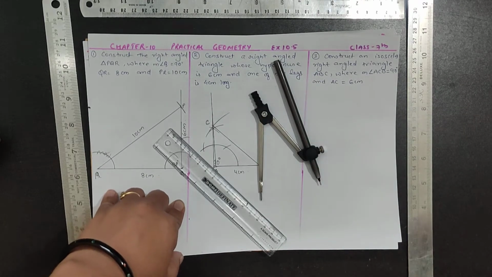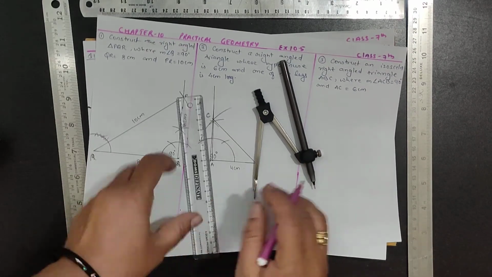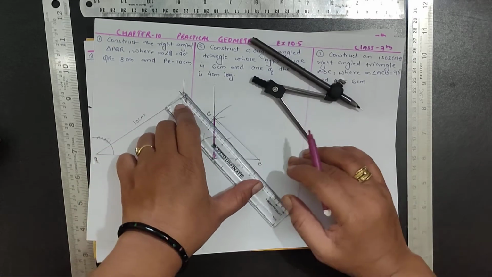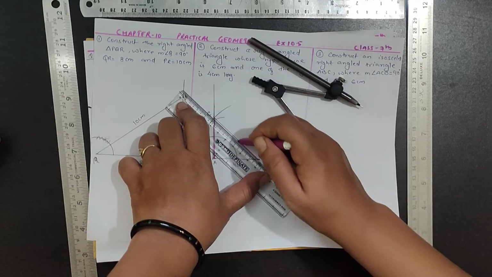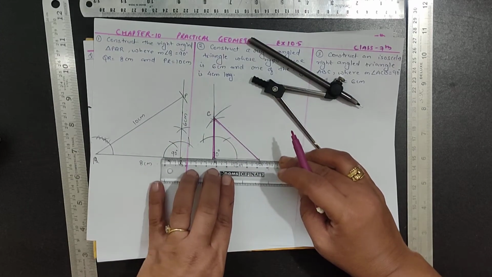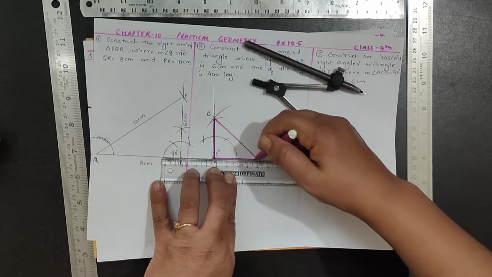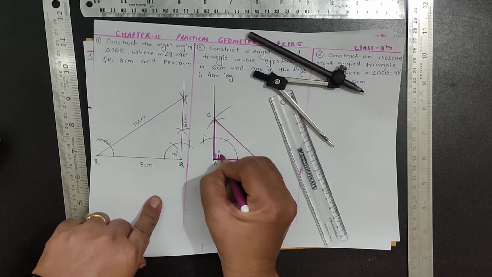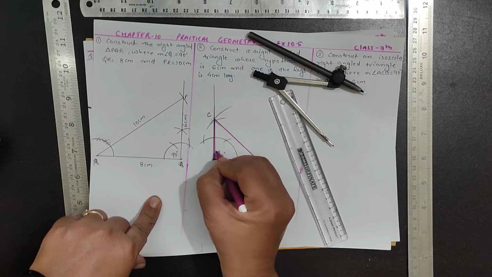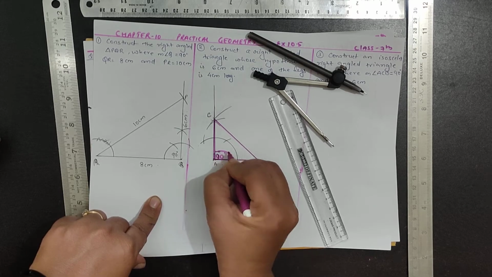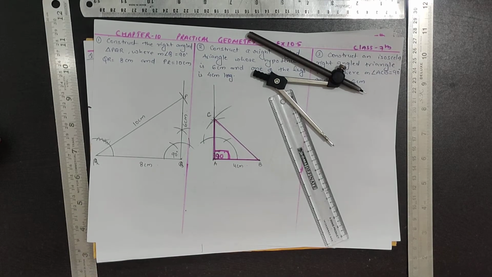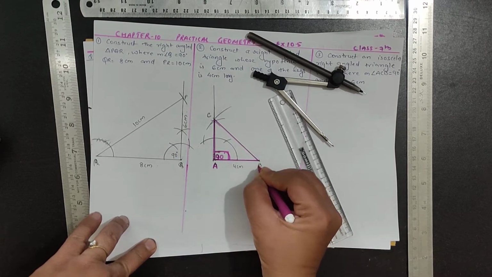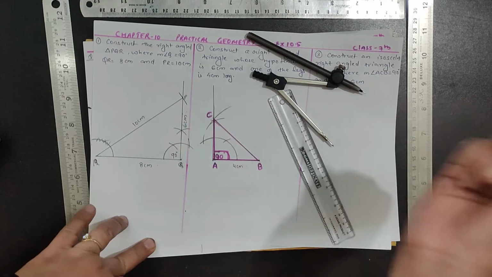6 centimeter. So this segment, which one? This proper segment. This is your required right angle triangle, and this is your 90 degree angle. Okay. So in this way you will get your A, B and C.